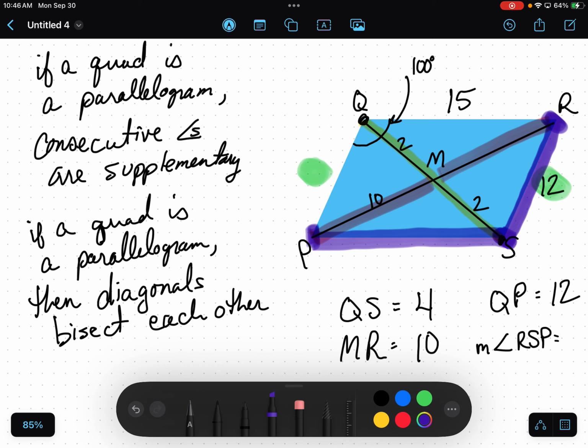How big is the angle? Not the length, Kate. Maybe like 180? I'm just finding the purple. So from R to S to P. It should be 100. Why? Because the other side. Yeah, the other side's 100. Good job.